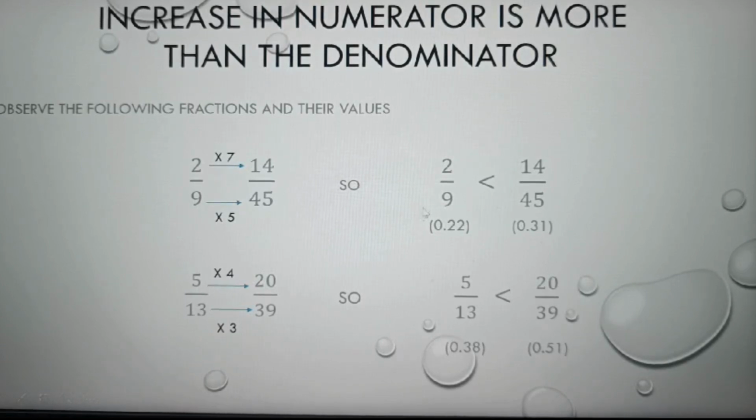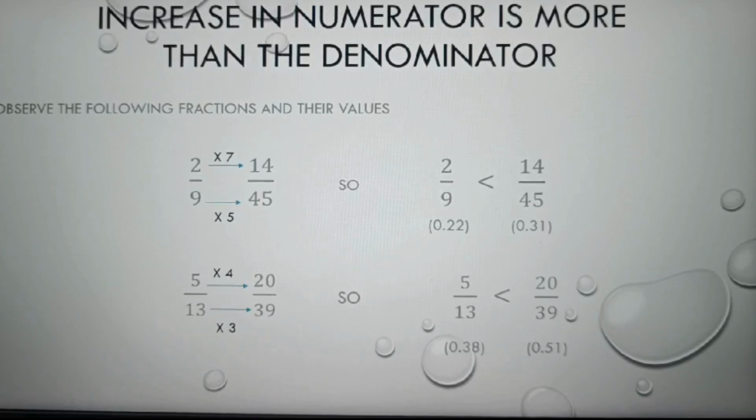So this can be observed here. 2 by 9 is less than 14 by 45. Under these fractions I listed the decimal values for your better understanding. 0.22 is less than 0.32.